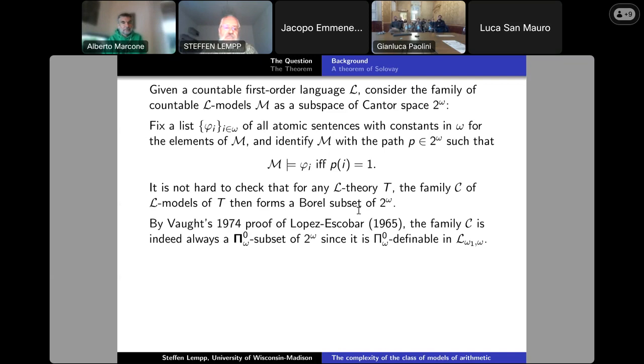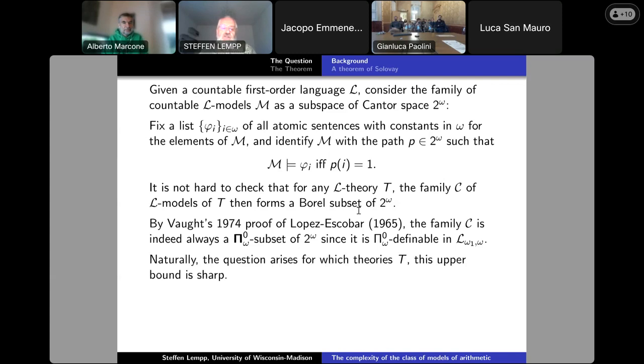In fact, by Wait's 1974 proof of a theorem from the thesis of Lopez-Escobar 10 years before, this family is actually always a boldface pi zero omega subset of 2 to the omega, since it can be pi zero omega defined in the infinitary logic L omega one omega. So naturally, the question then comes up: when is this bound sharp? When is the collection C a pi zero omega complete subset?